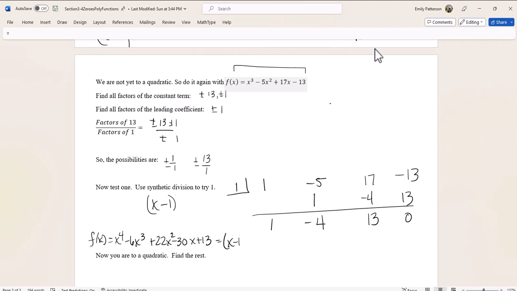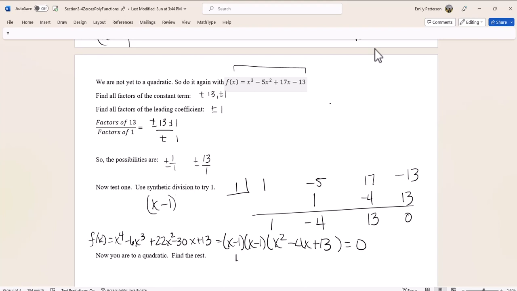We factored out an x minus 1 the page above. We just factored out another x minus 1, so the root is still 1. Again, we can say that has a multiplicity of 2. And then this other factor is x squared minus 4x plus 13.